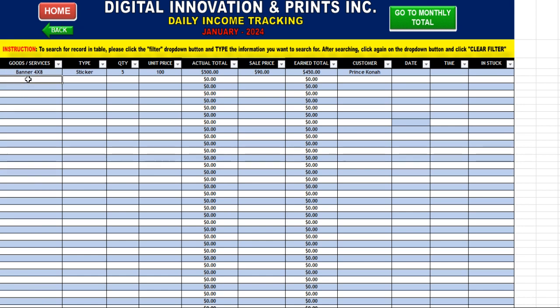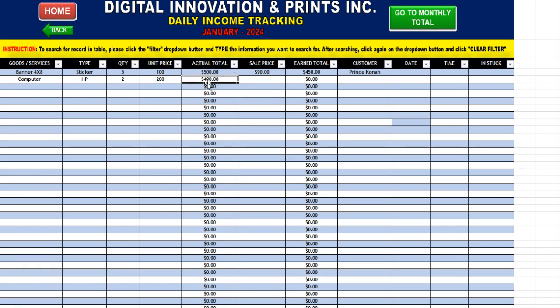Like for instance, let's say we sold a computer. And which type of computer was this? This computer was an HP computer. And how many pieces did we sell? We sold 2 pieces. And the actual price was what? The actual price was 200.